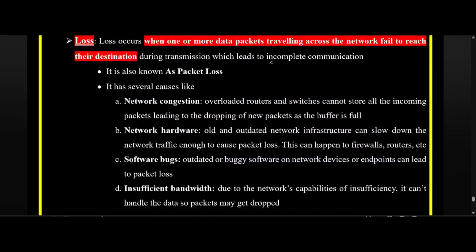during transmission, which leads to incomplete communication. It is also known as packet loss. A loss or packet loss has several causes, like network congestion. Overloaded routers and switches cannot store all the incoming packets, leading to the dropping of new packets as the buffer is full. Network hardware: old and outdated network infrastructure can slow down the network traffic enough to cause packet loss. This can happen to firewalls, routers, etc.